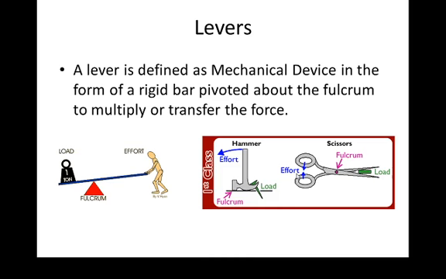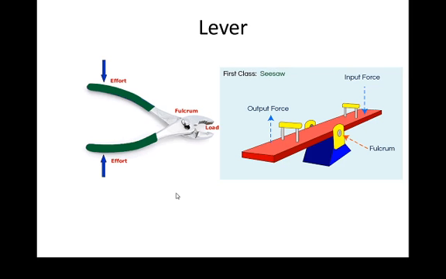Therefore, the major components of the lever are nothing but the load, effort, and the fulcrum. The effort is to be applied, the load is to be lifted, and the fulcrum is nothing but your support. This is the effort arm and this is our load arm. Now let us see one more pictorial example: the effort arm, fulcrum, and the load. This is a gripper.